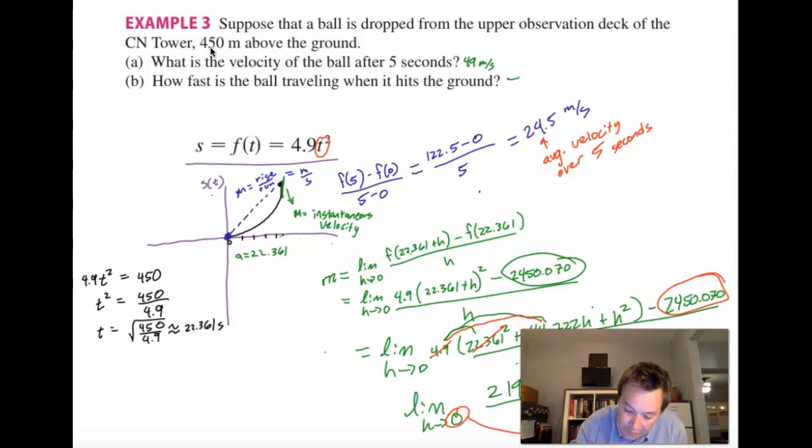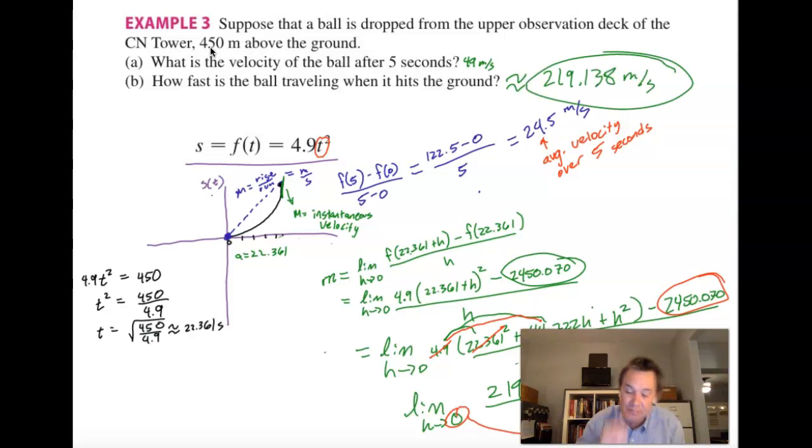So because I rounded, I'll say approximately 219.138 meters per second. Oh, sorry.